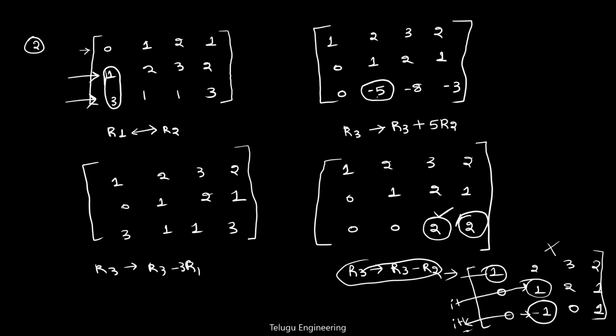So the rank of this matrix is equal to the number of non-zero rows. We are having here 1, 2, 3 non-zero rows. So rank of A is equal to 3.